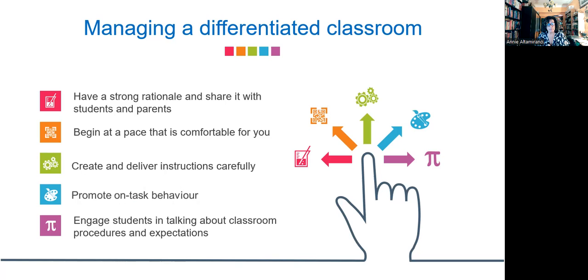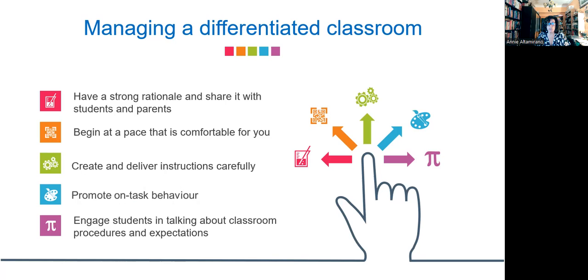Begin at a pace that is comfortable for you, but take small steps, one thing at a time. You don't need to differentiate everything all the time. Choose what to differentiate and when. Otherwise, you're going to be overwhelmed and you're going to give up. Also, create and deliver instructions carefully. Instead of giving multiple sets of instructions to the whole class, give task cards to individuals or groups. Use simple language and bullet points. This will make things easier and quicker for you.